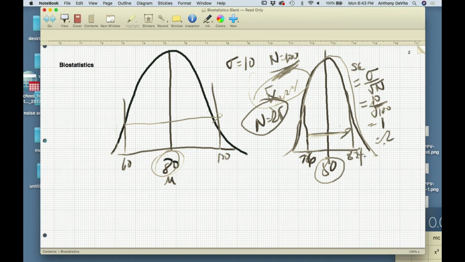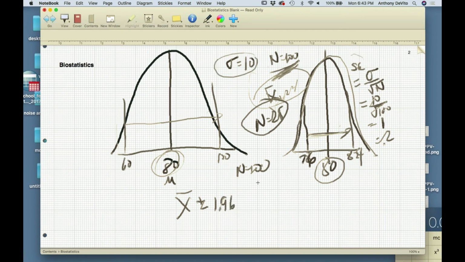This is how we decided what our 95% confidence interval was. Let's say I took a sample of size 100, our 95% confidence interval would be X bar, whatever our sample came out to be, plus or minus 1.96, because we know our standard deviation.